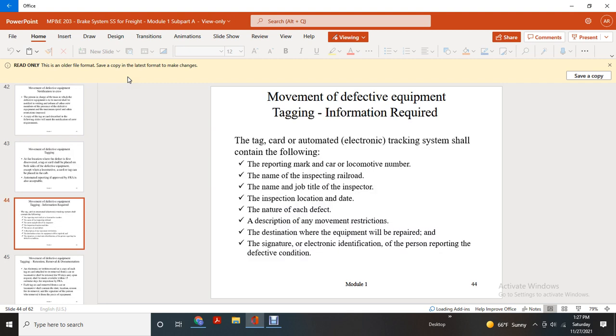Movement of defective equipment: tagging information required. The tag or the automated electronic tracking system shall include the reporting mark of the car or locomotive, the name of the inspecting railroad, the name and job title of the inspector, the inspection location and date, the nature of each defect, a description of the movement restriction, the designation of the place where the equipment will be repaired, and the signature or electronic identification of the person reporting the defect and condition.